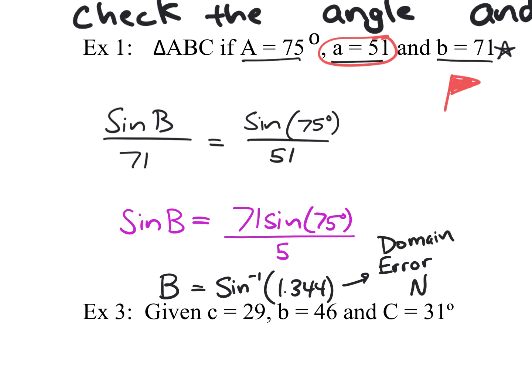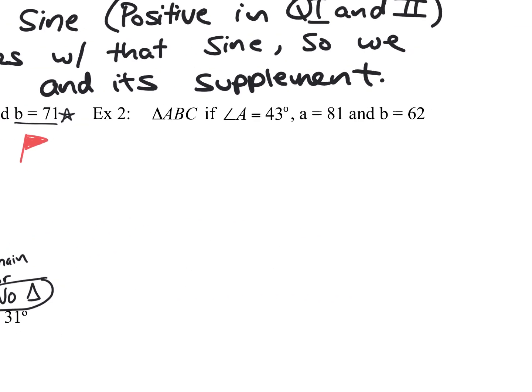So this would be a situation where we have no triangle. What happens there, as we try to solve it, it becomes impossible. Our calculator tells us that we've made an error. If that happens, that's how we know that we have no triangle. Let's look at another example.